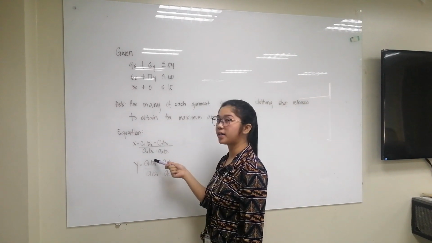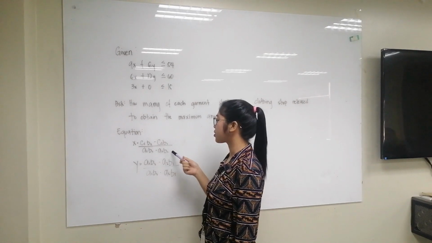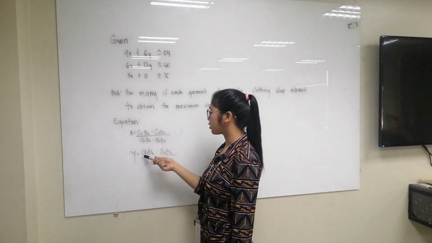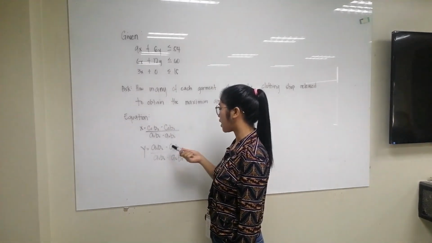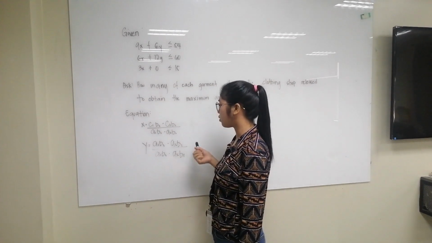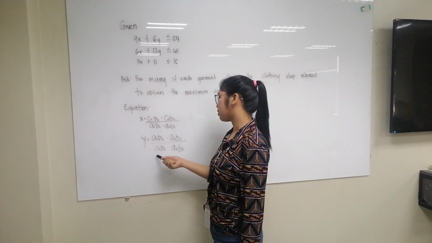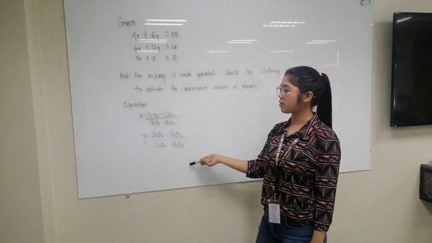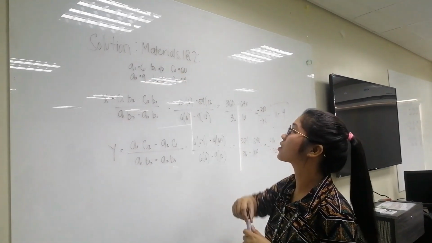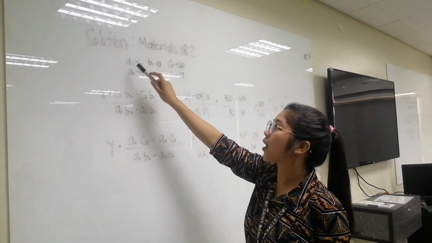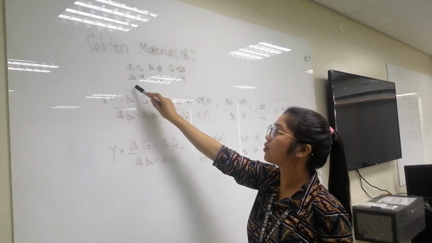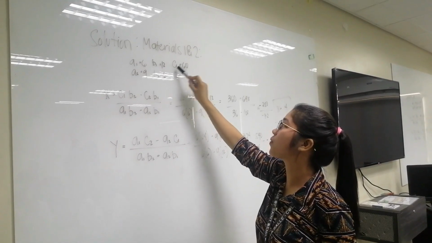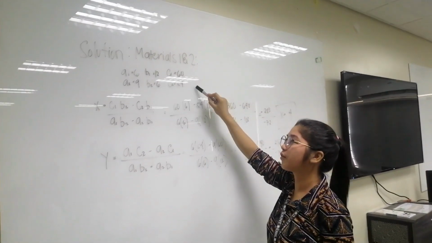C1 times B2 minus C2 times B1 over A1 times B2 minus A2 times B1. Materials 1 and 2: A1 equals 6, A2 equals 9, B1 is 12, B2 is 6, C1 is 60, C2 is 54.